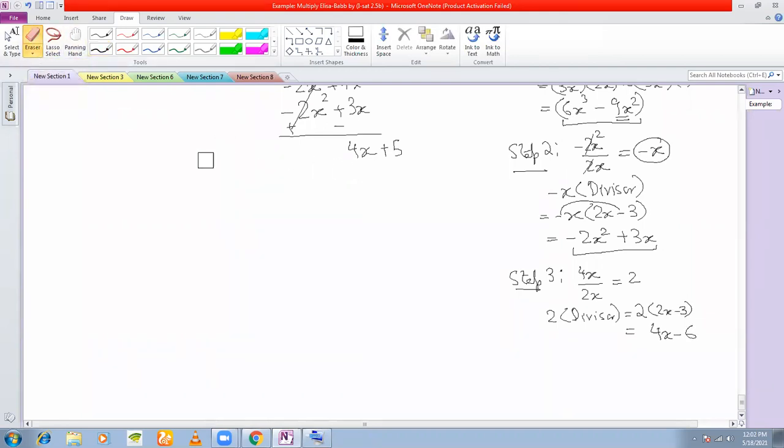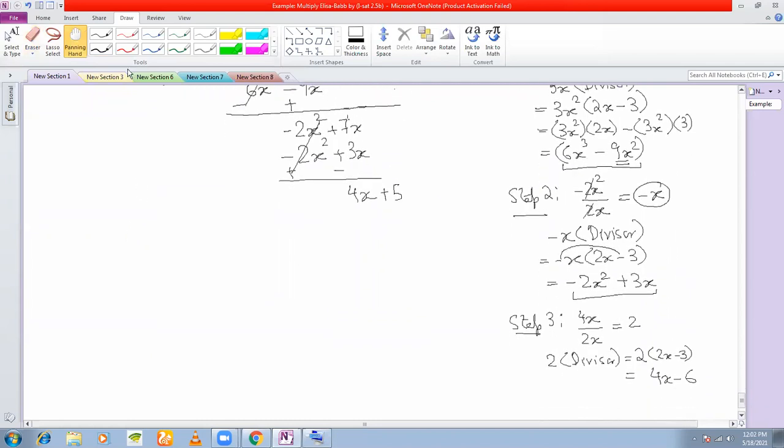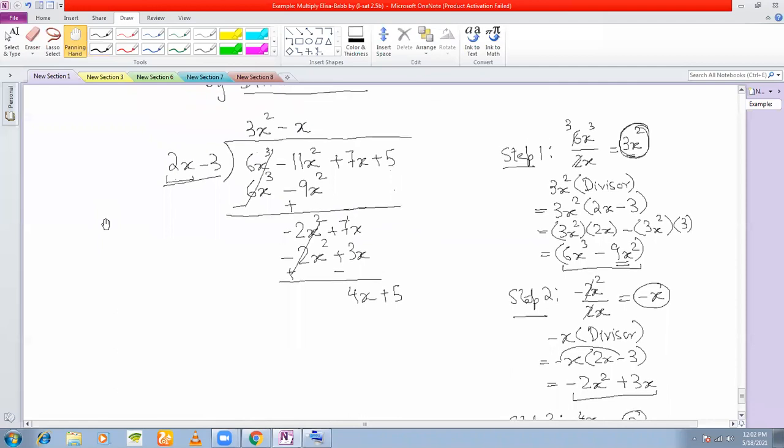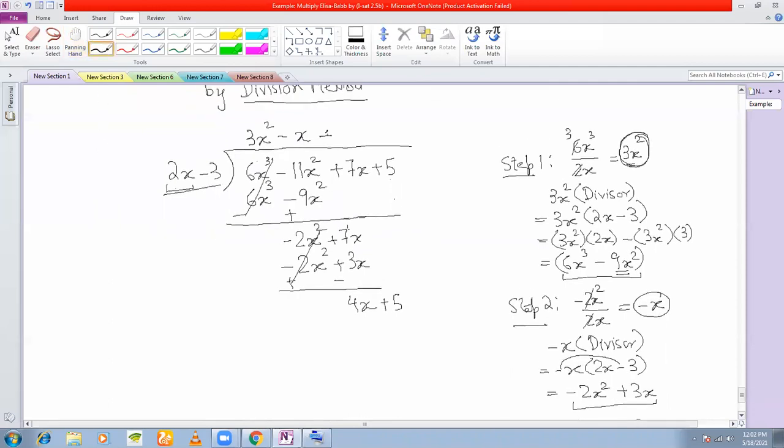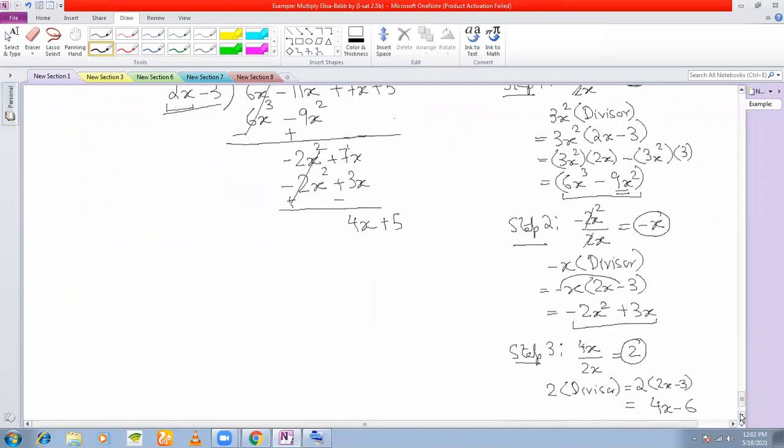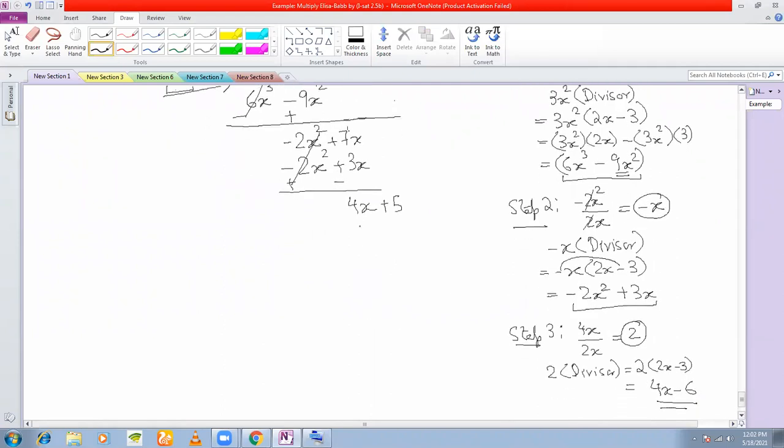So what will you do? This plus 2 that you are getting when you are dividing the leading terms, you will write it on top, just above 7x. And here, after multiplying with the divisor, you are getting 4x minus 6. You'll write 4x minus 6 here. And you will subtract. Plus, minus. Subtract, this will cancel. You'll get 11. Yes, sir.